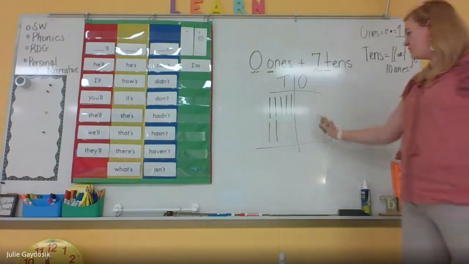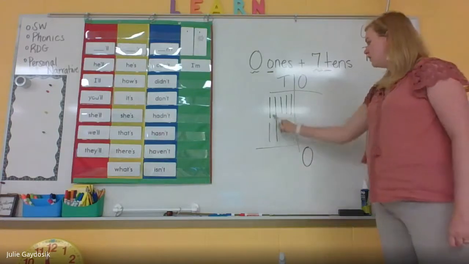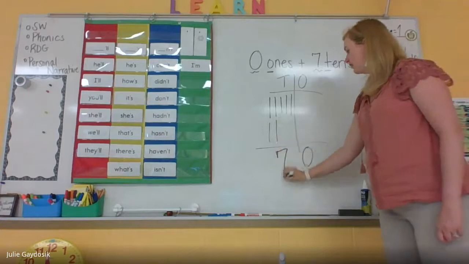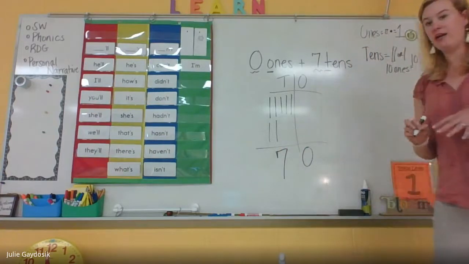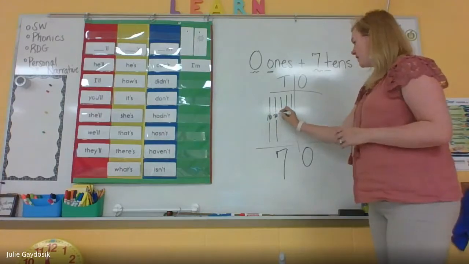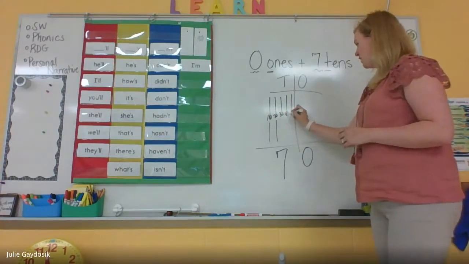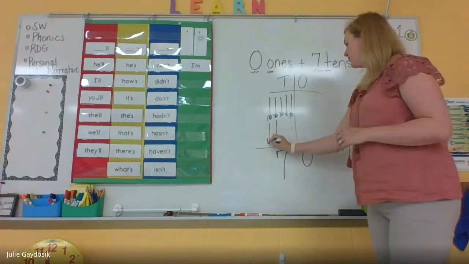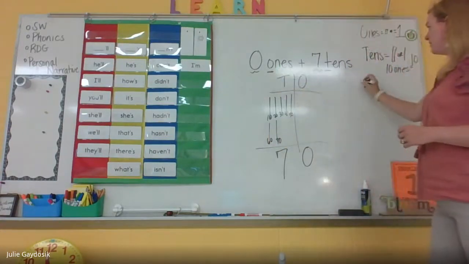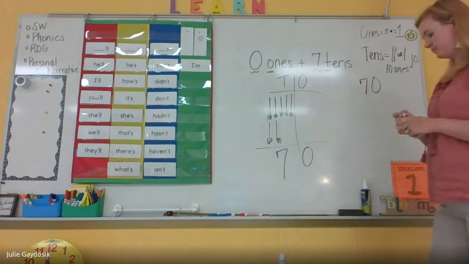Okay, now I'm going to count 0 ones. 1, 2, 3, 4, 5, 6, 7. Now I'm also going to double check by counting by tens. Remember, you always want to double check. 10, 20, 30, 40, 50, 60, 70. So 0 ones and 7 tens is 70.